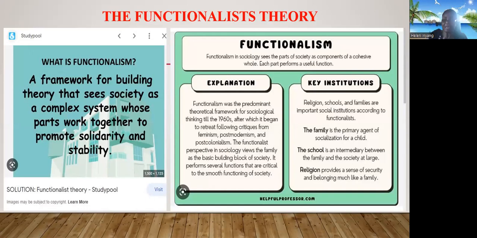Here we look at the explanation, and then we look at the different key institutions. Functionalism was the predominant theoretical framework for sociological thinking till the 1960s, after which it began to retreat following criticisms from feminisms, postmodernisms, and postcolonialisms.